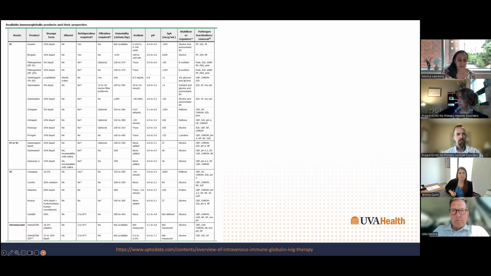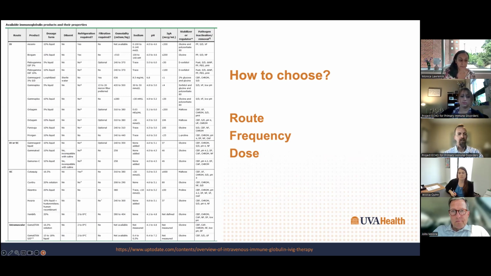And again, the choice of which one to use is really based on whether they want IV or sub-Q, whether they want to infuse more or less frequently. The dose that you're trying to get sometimes is not feasible based on the route, which product, if there's one in particular that they don't tolerate or do tolerate. And a lot of times it comes down to whatever your insurance will cover. It's just the reality of it.